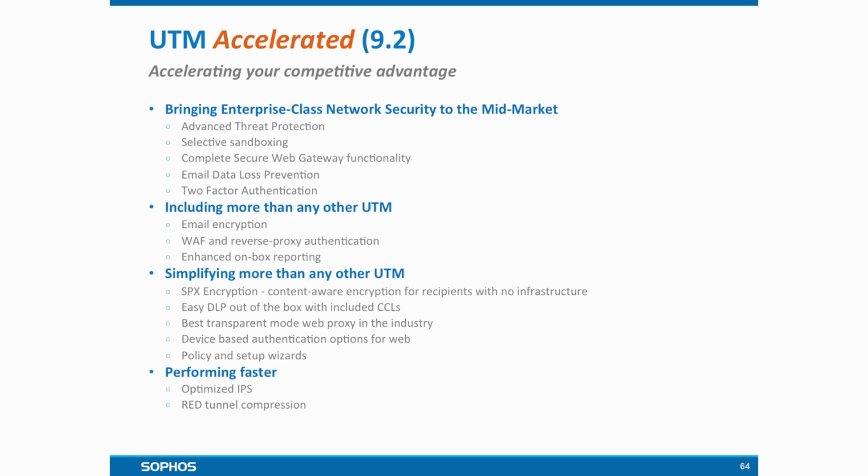With 9.2, we continue to deliver more value than any other UTM with things like email encryption, WAF, and reverse proxy, and enhancements to our on-box reporting. Again, all at no extra charge. And with simplicity being a core part of our DNA, we've done all this without making the product more complex. In fact, in many ways, we've made it much easier to manage, so customers will actually use these features. No one makes email data protection or web proxy transparency authentication or day-to-day tasks as easy as we do. And these are just a few examples.